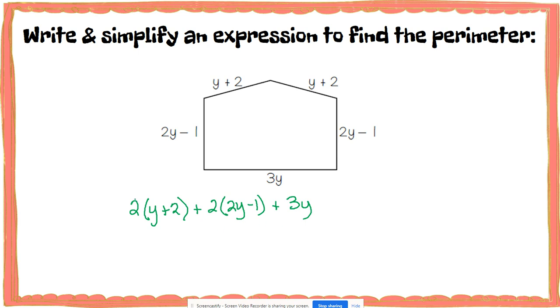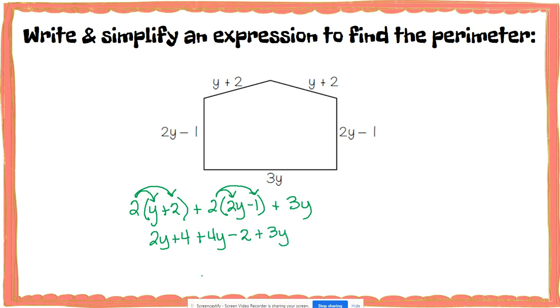Now to solve this, I'm going to distribute my 2 here. So 2 times y is 2y, and 2 times positive 2 is positive 4. I'll also distribute this 2. So 2 times 2y is positive 4y, and then positive 2 times negative 1 is negative 2. So I would write minus 2. Then I still have plus 3y that needs to be written.